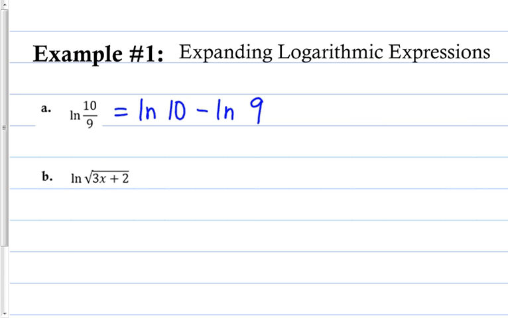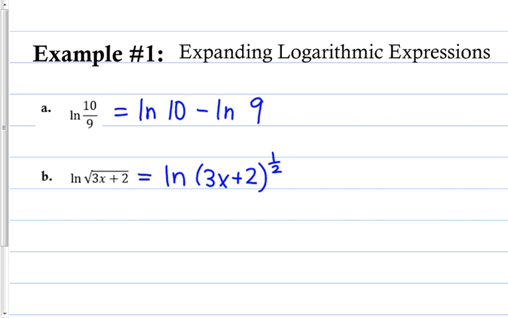B, I have the natural log of the square root of 3x plus 2. So what I'm going to do is revert this to an exponent instead of the square root. It's at this point you should be able to do that automatically, right? 3x plus 2 to the 1/2 power. Square root is to the 1/2 power. They're the same thing.